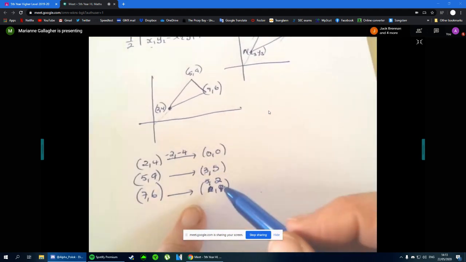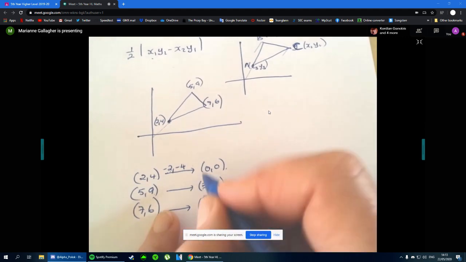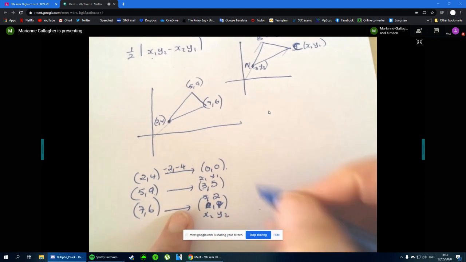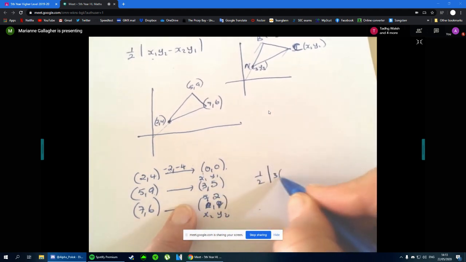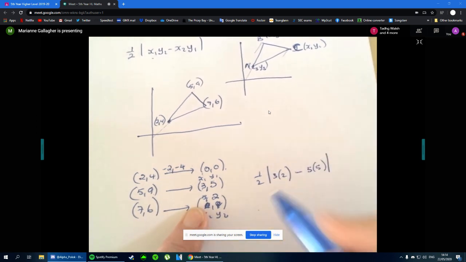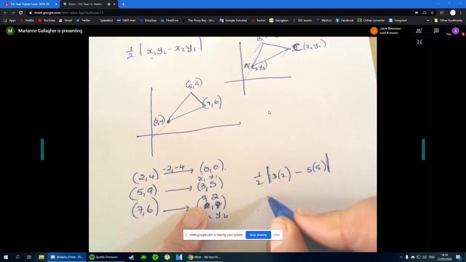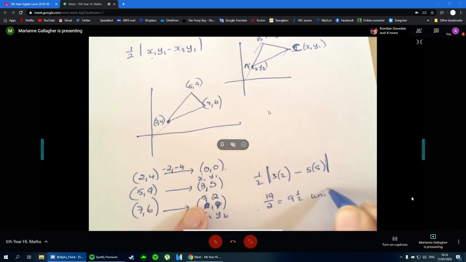And now I have a triangle with one of the vertices at the origin. So I can call this one x1, y1, and this is my x2, y2. And then to get the area of the triangle, I do a half x1, y2, which is 3 by 2, minus 5 by 5. And you notice again, we're using our absolute value because it has to end up being a positive number. So that is 6 minus 25, which is -19. I ignore the minus, so that's 19 over 2, or 9.5 units.